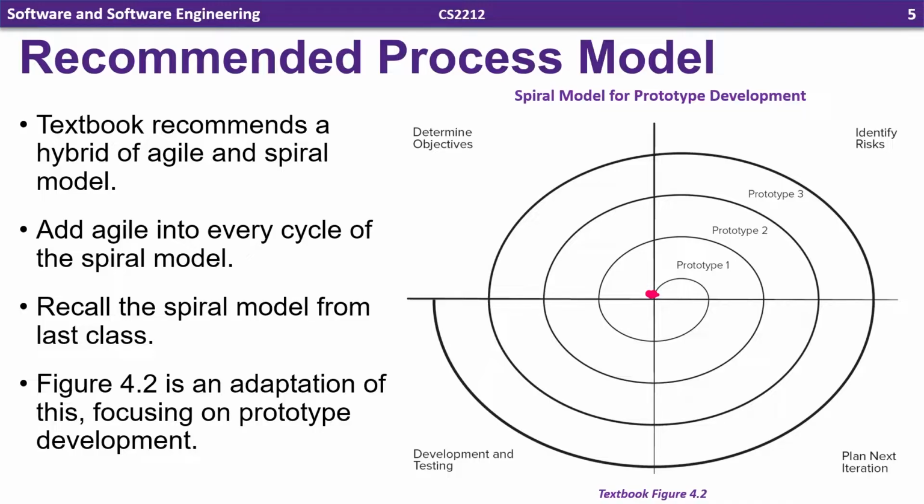So we start off in the center of the spiral in the determine objectives phase. This would be things like requirements gathering. You then continue on through identifying risks, that'd be any potential problems, and plan out solutions for them. Next, you plan out the next iteration of the prototype or the software you're going to create. Right now, we're just starting out, so this would be the first iteration. Then you do the construction, the development, and the testing, and you produce that prototype.